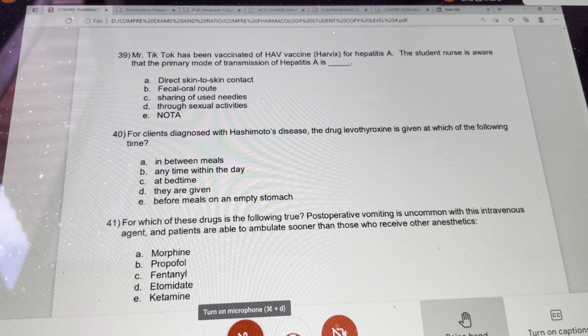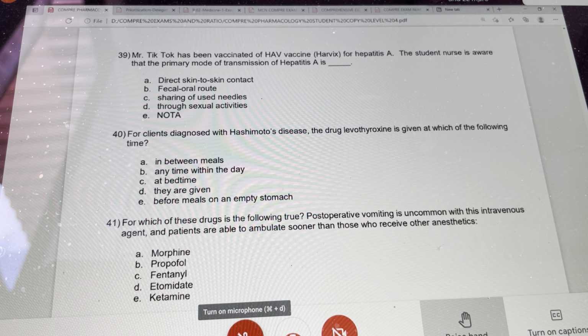There is a very visible formation or enlargement of your thyroid gland if you have goiter. So levothyroxine is one of the treatments of choice. So what is your answer? When is the best time to take your levothyroxine?